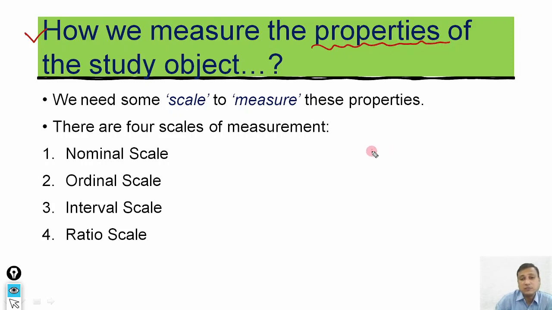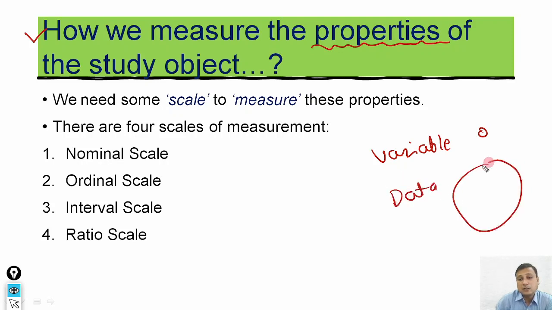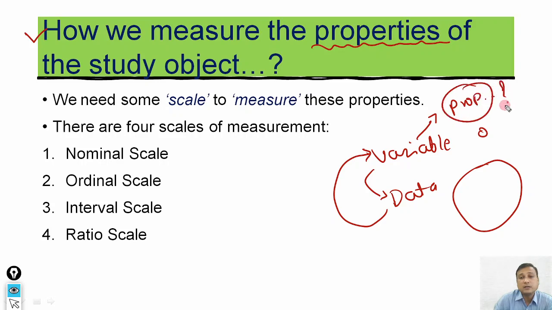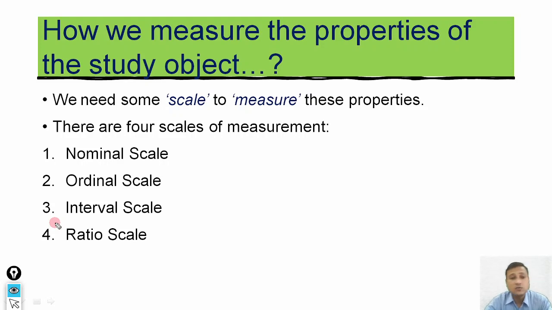Now again, see, we started with variable, a small part, then we went to data, a large part, then again we are coming back to the variable, right? And in the variable, what do we measure? The property. But how do we measure the property of the study object? To measure this property, we need some scale. And in statistics or in research, there are four scales of measurement. They are nominal scale, ordinal scale, interval scale, and ratio scale. What is the meaning of all these scales? That we'll see in the next lecture.